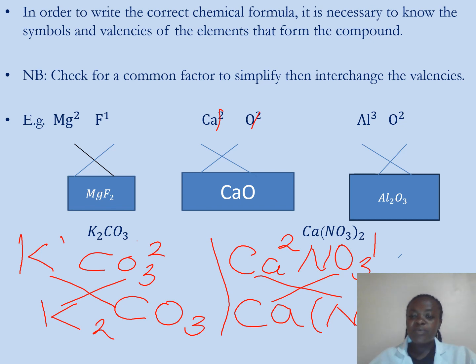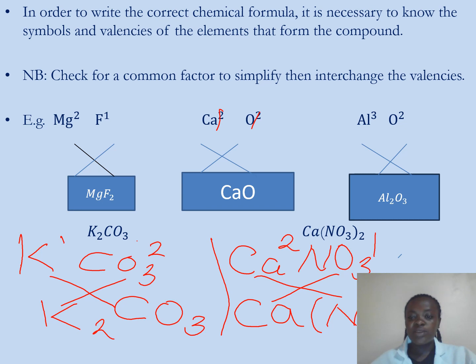Here we have aluminium oxide. The valence of aluminium is 3, that of oxygen is 2. So do we have a common factor here? No. 3 and 2, we don't have a common factor, so we cannot simplify this one.